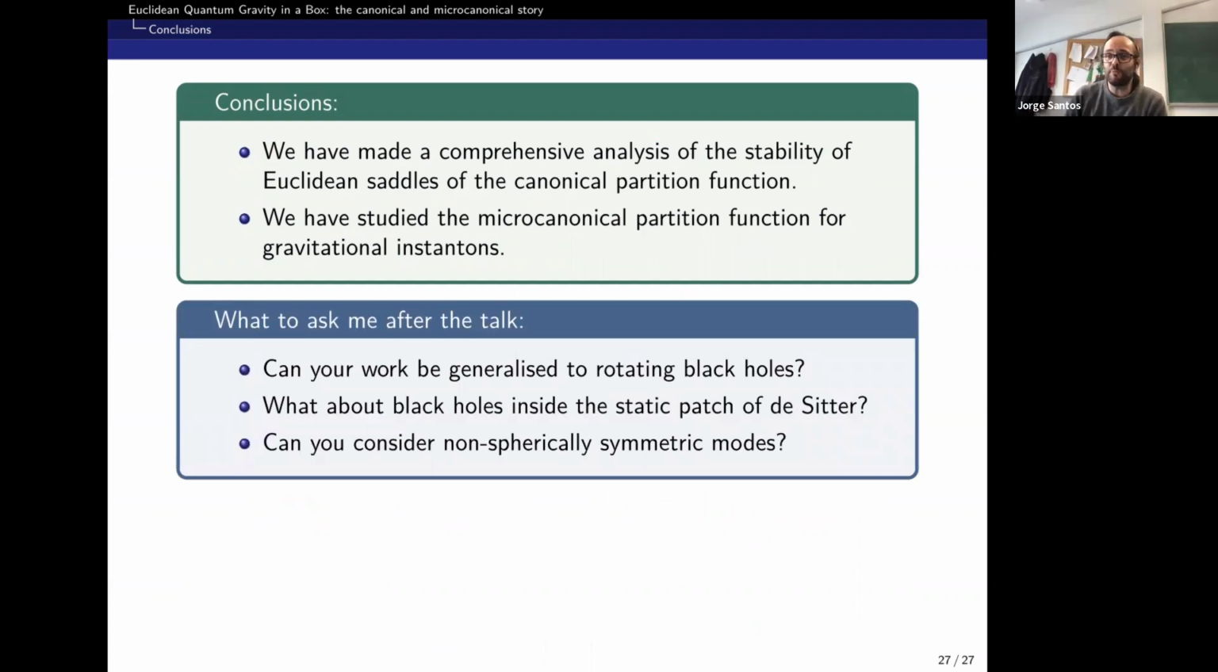Can you do rotating black holes? The answer is yes. There's more ensembles you can do, and it's fun. Can you do anything inside the static patch of de Sitter? The answer is also yes. Can you consider non-spherically symmetric modes? The answer is also yes. This is all unpublished work because me and Don are very busy, but all the calculations are done.